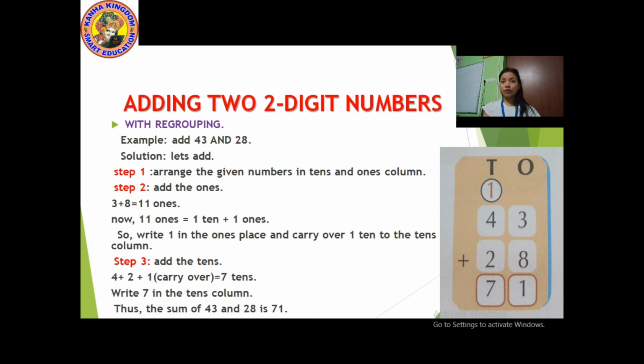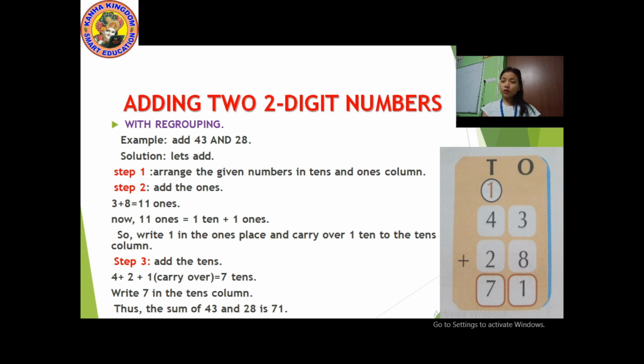In the number 43, 3 is the digit in the ones place, right? And in the second number, 28, 8 is the digit in the ones column. So we add 3 and 8 together. While adding 3 and 8, we got 11. 11 means 11 ones. We are adding the ones, so we should write the ones. 11 ones means 1 ten and 1 one, right?